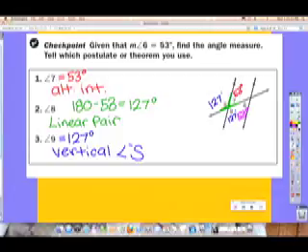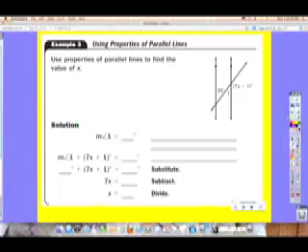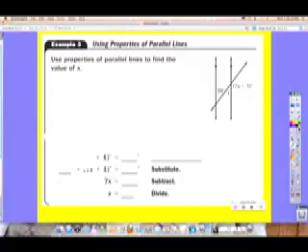Okay, let's go to our next problem. I think this one uses algebra. Yep, okay, I'm going to color over this. It can be helpful, but sometimes it's a little more confusing to fill out someone else's work. Okay, let's just walk through this together. Use properties of parallel lines to find the value of x.